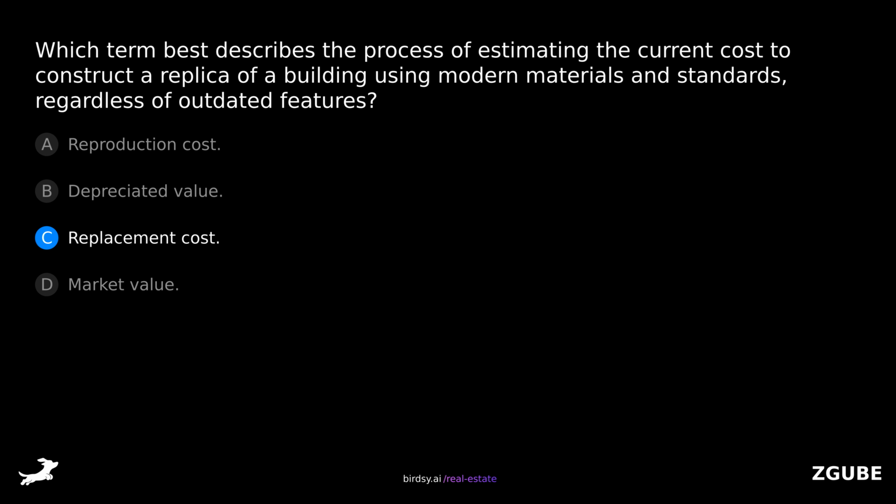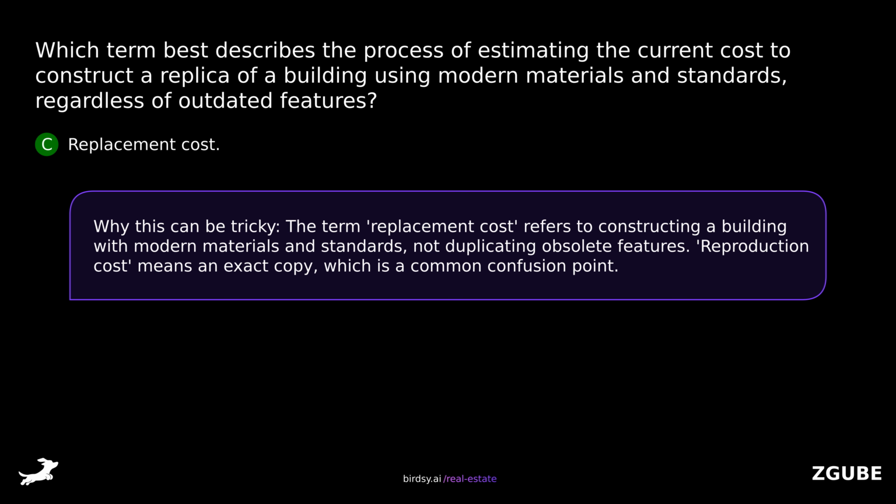Replacement cost, or D. Market value? The correct answer is C. Replacement cost. Why this can be tricky? The term replacement cost refers to constructing a building with modern materials and standards, not duplicating obsolete features. Reproduction cost means an exact copy, which is a common confusion point.